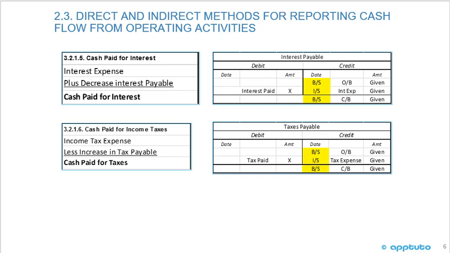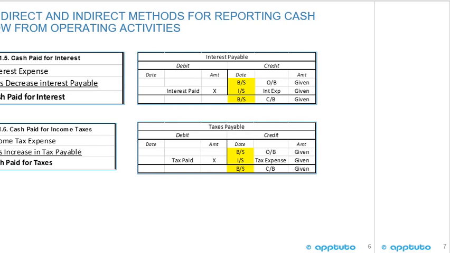And the technique for cash paid for income taxes is exactly the same. We're going to look at the income tax expense, but it's less the increase in tax payable gives us our cash paid for taxes. But again, we can look at the income statement and balance sheet. Taxes payable is an account on the balance sheet. We look at the opening balance plus the tax expense minus the closing balance, and that's going to solve for how much tax we paid.